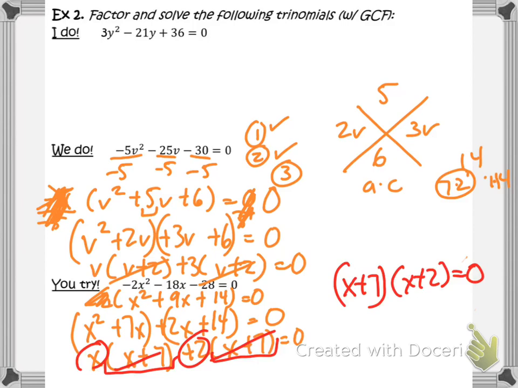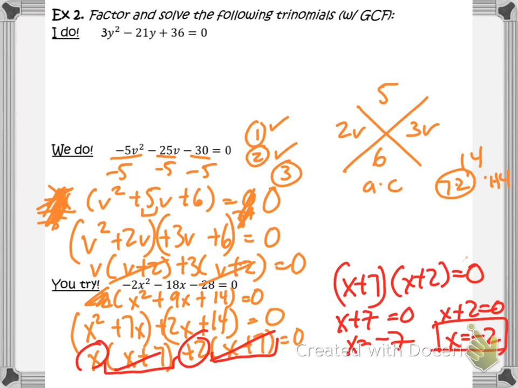Last step, let's use the zero product property, set both of them equal to 0. And you guys are getting a little bit faster now, so this is x is equal to -7, x is equal to -2.